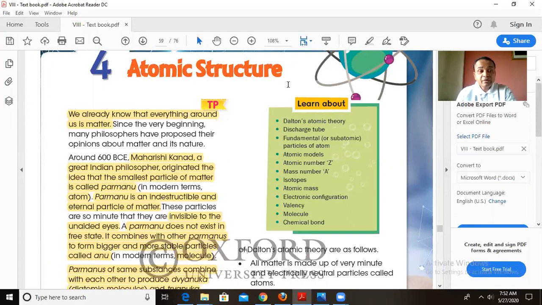Now, elements show different properties, and there are different concepts related to this. In this chapter we are going to study what a discharge tube is. Then the fundamental particles, the proton, electron, and neutrons. Then the different atomic models. The scientists who started studying this atom slowly put forth their theories, and each theory was modified and made simpler and simpler. So we are going to study these theories or models.